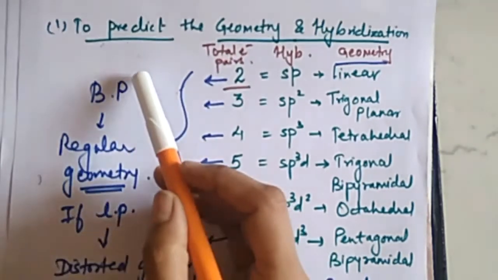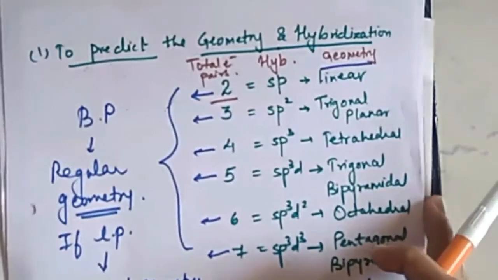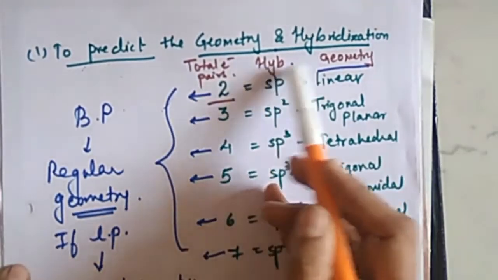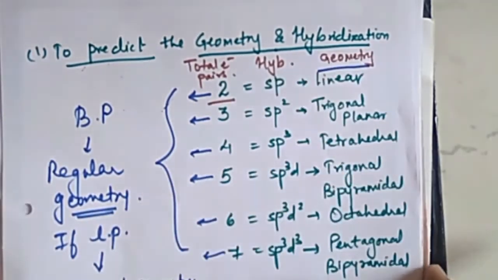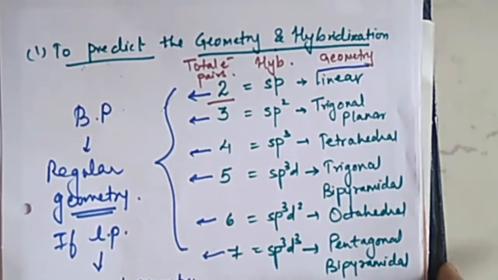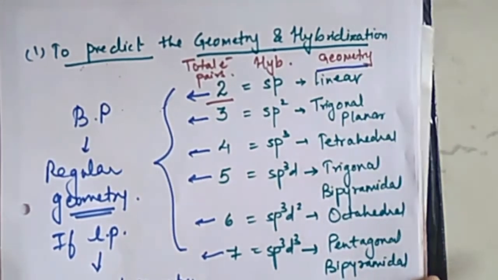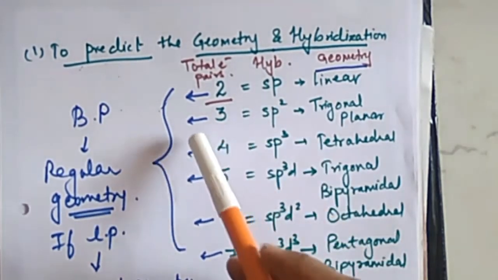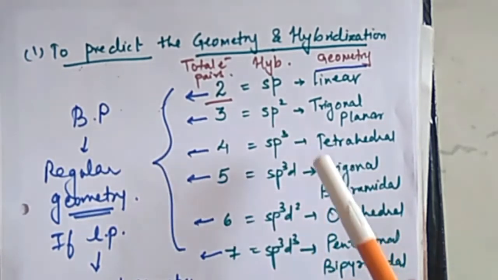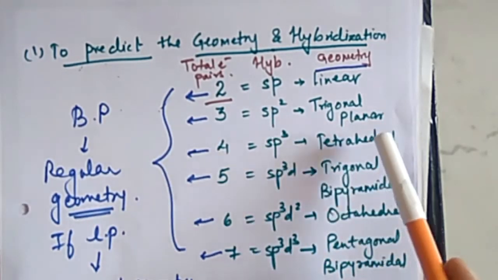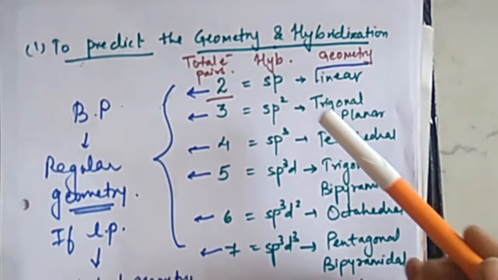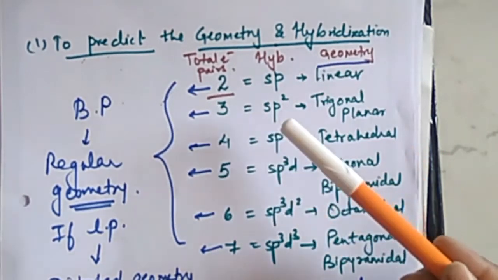Hello everyone. Today we will see how to predict the geometry and hybridization of any given molecule. First we will calculate the total electron pairs, and then based on the number of lone pairs and bond pairs present, we will identify the geometry and the hybridization. So first, let us understand what the regular geometry is.